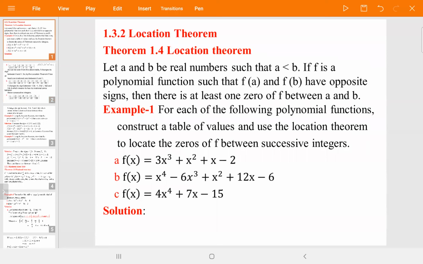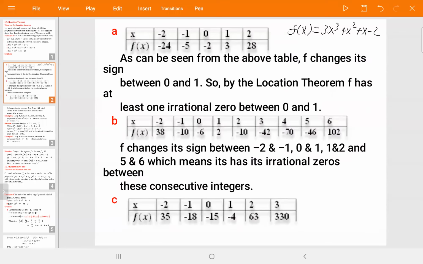So when the value of x is minus 2, what is the corresponding value of f of x? Here you will substitute minus 2. Minus 2 to the power of 3 is minus 8. Minus 8 times 3 is minus 24. Minus 2 the whole squared is 4. So it is minus 20.